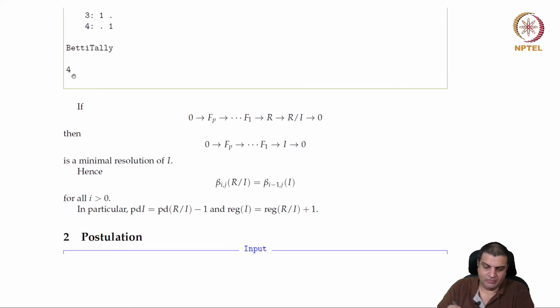So here, suppose we have a free resolution of R mod I. Then just chop off this part, and we get a free resolution of I.